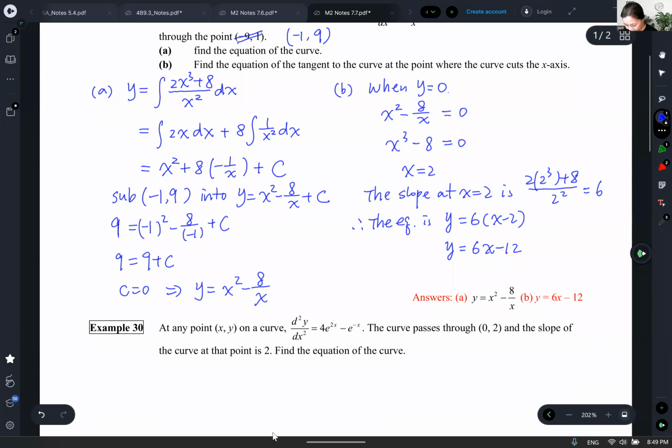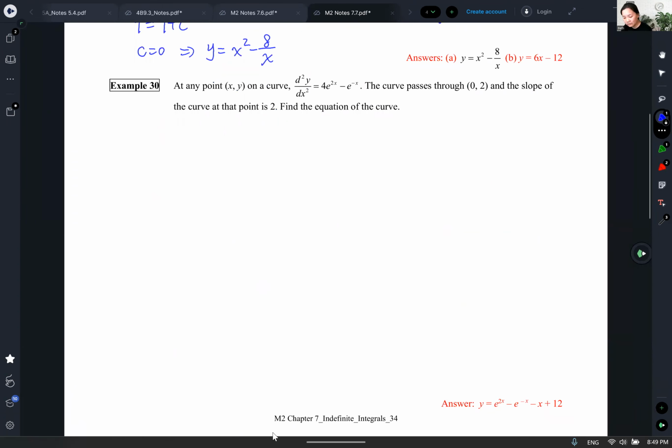Second example. On the curve, the second derivative is given. And it's also given that the graph passes through 0, 2, and the slope of the curve at that point, that means 0, 2, is 2. From the equation of the curve. So for this one, I need to first find dy/dx by integration.